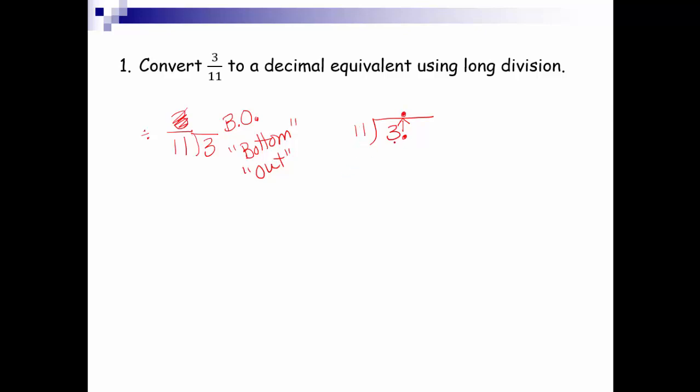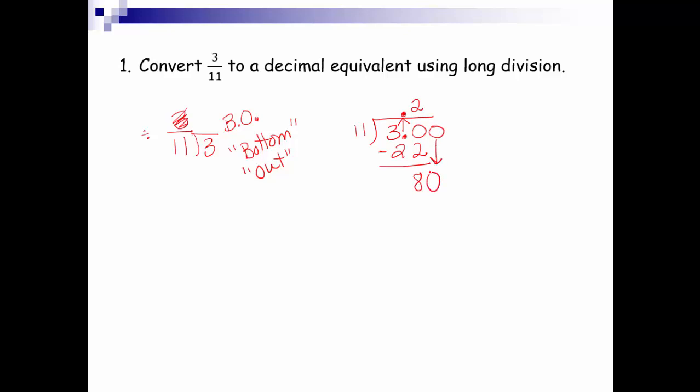Can 11 go into 3? It goes in 0 times. So after the 3, after the decimal point, we add a place value holder of 0. How many times does 11 go into now 30? 2 times 11 is 22. We subtract off. 30 minus 22 is 8.